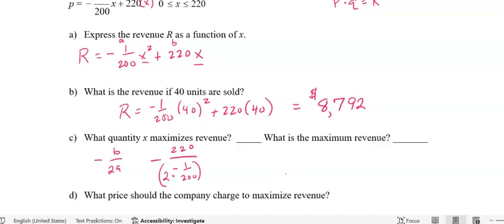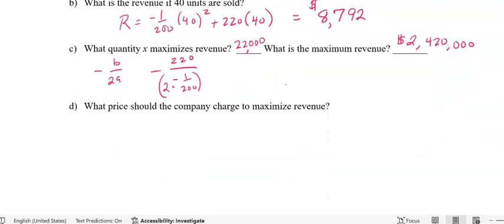I'm going to find the quantity that maximizes revenue. All right, so going to our calculator now, okay, that looks a lot better. That should be 22,000. And now we're going to plug 22,000 back in for both of these X's, and that'll give us the maximum revenue number. All right, and so that gives us a number of 2,420,000. All right, that looks a lot better. And then we've got one more question to answer.